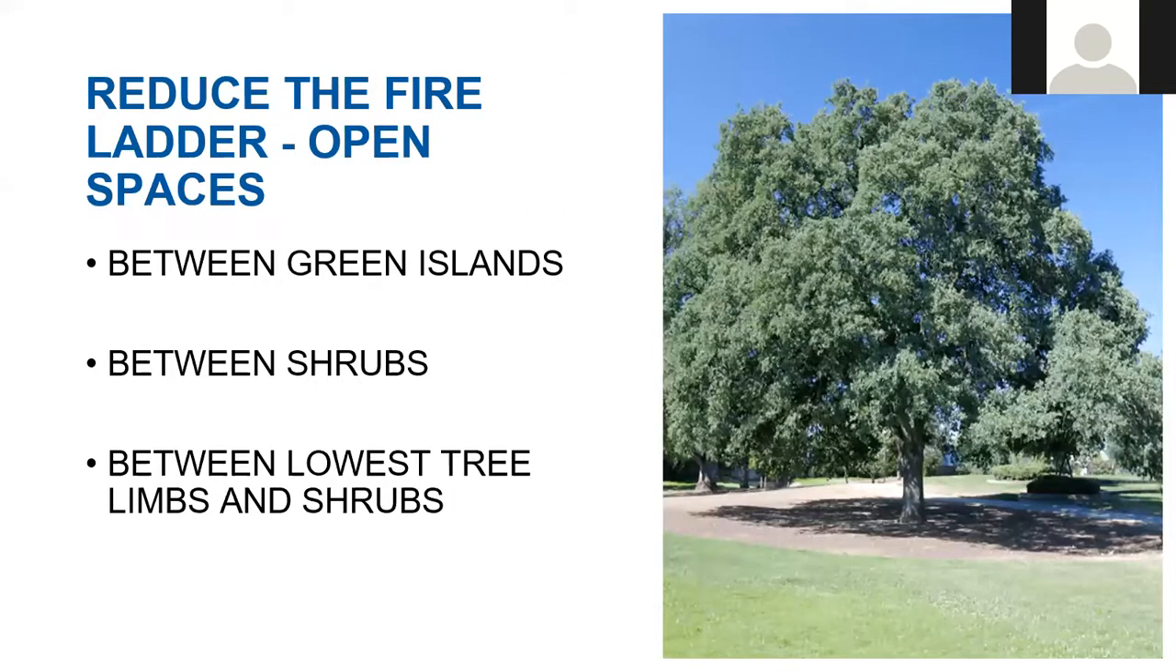Thank you. So again, in this 30 to 100 feet, our goal is to reduce the fire ladder, to have open spaces between your green islands. You can have green lawn, you can have organic or inorganic mulches. You can use your decomposed granite or broken concrete. Between the shrubs, you can use organic or inorganic mulches. And the last one doesn't relate to mulches, but it's a reminder that between your lowest tree limbs and shrubs, you need open space. You want to avoid that fire ladder. Next, please.